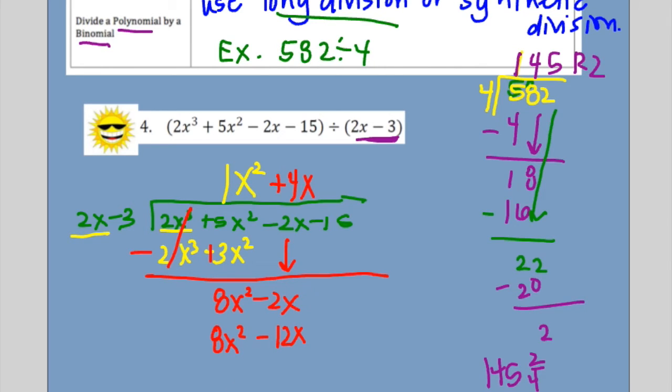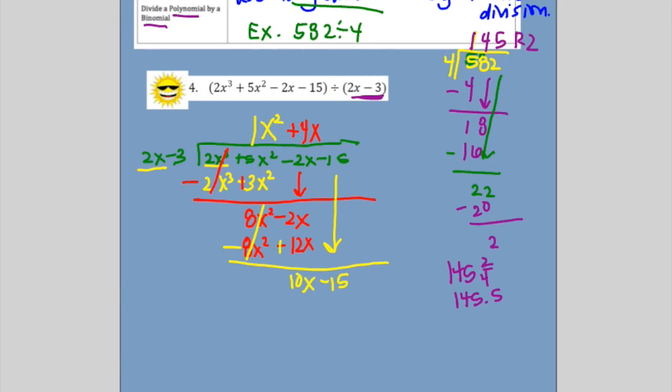Remember, we always subtract, so I'm changing my signs. So these cancel. Negative 2x plus 12x is 10x. I go ahead and bring down this negative 15. And I repeat the process one more time. So I say, what multiplies to 10x? 2x times what gives you 10x? Well, 5, so let's try it. So this gives me 10x. Negative 3 times 5 gives you negative 15.